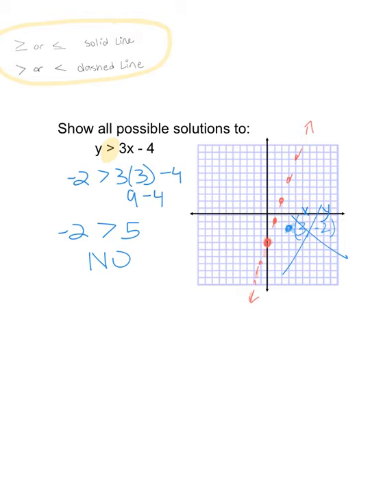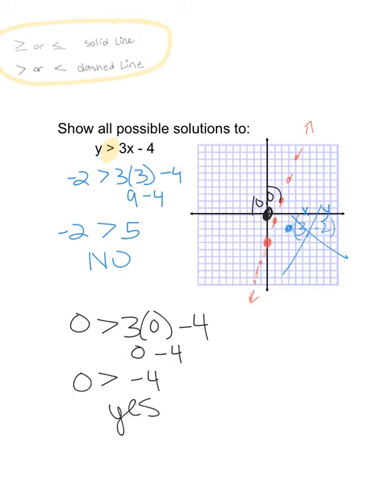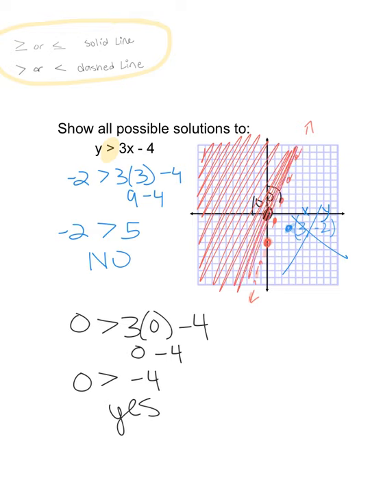This is not the side of the graph that we would shade in. Instead, we should pick a coordinate on the other side. It's not true that always 0, 0 works, but it's the easiest numbers to plug in. So if I plug in 0 and 0, 0 for y, 3 times 0 for x, minus 4. 3 times 0 is 0, minus 4 is -4. Is 0 greater than -4? Yes. So that means the proper side of the line, all the solutions on this upper part of the line are possible, or the left-hand side of the line. Anything along next to 0, 0 would be a possible solution.